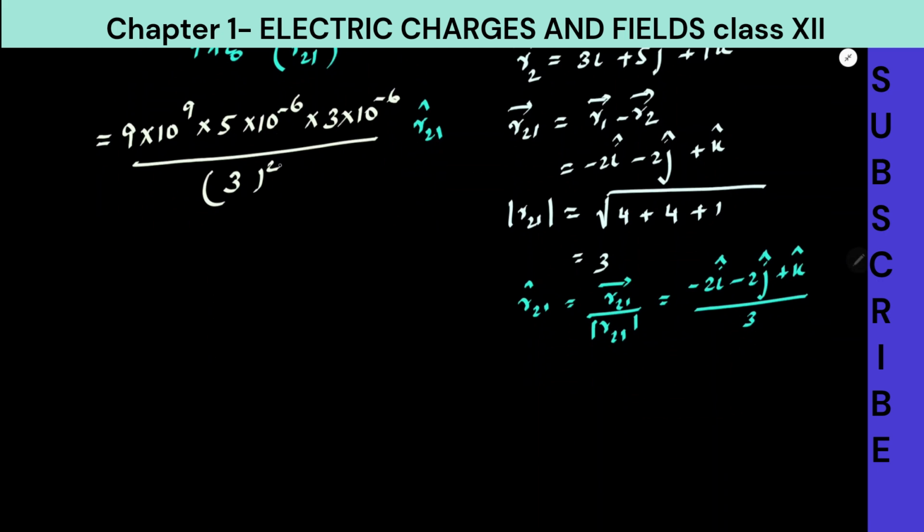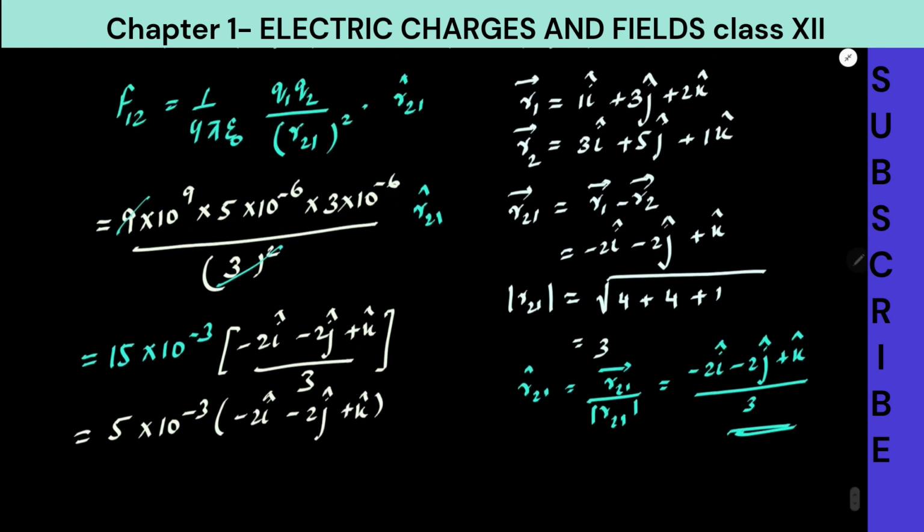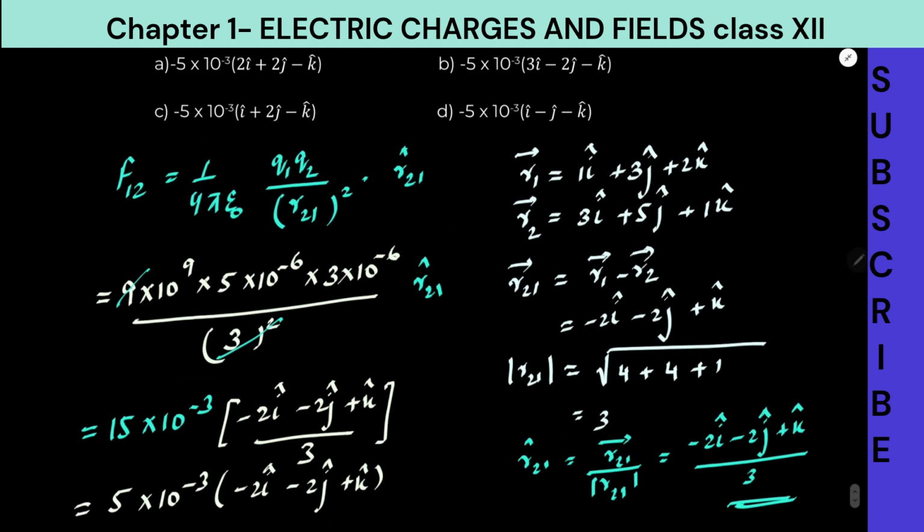So let me first simplify this. 3 square is 9, and 9 cancels. 5 3s are 15 into 10 to the power minus 3, because minus 6 minus 6 is minus 12, and plus 9 gives minus 3, into R21. Now let's substitute R21 from the right hand side of the screen. This will become minus 2i minus 2j plus k cap whole divided by 3. Let's cancel this 3 with 15, leaving 5 into 10 to the power minus 3 into minus 2i minus 2j plus k cap. Let's see if any of the given answers is correct.